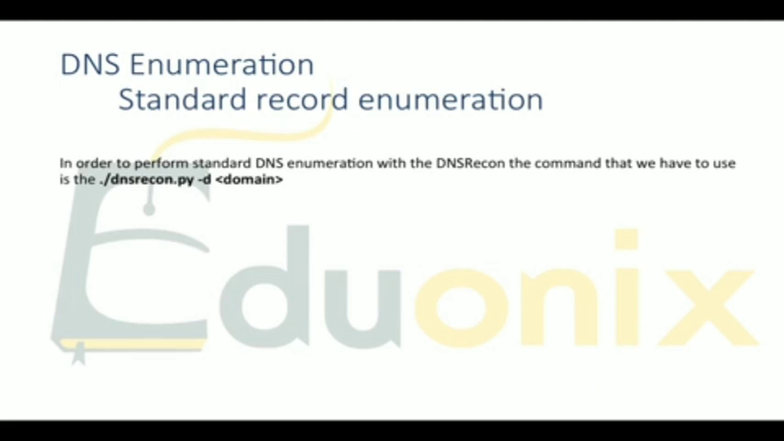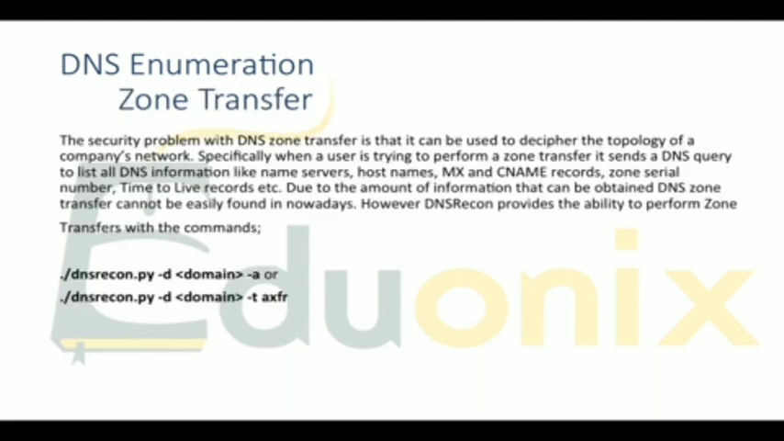Standard record enumeration. In order to perform a standard record enumeration within DNSRecon, the command that I have to use is dnsrecon.py -d and then the domain. So all this will do is look at the particular domain name, and it will pull back all the DNS servers associated with it, all the A records, all the MX records, etc.